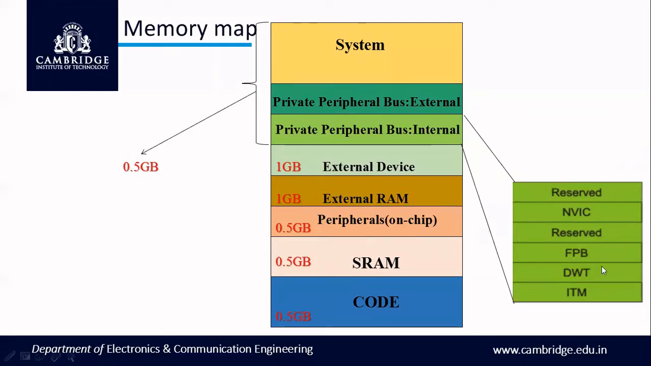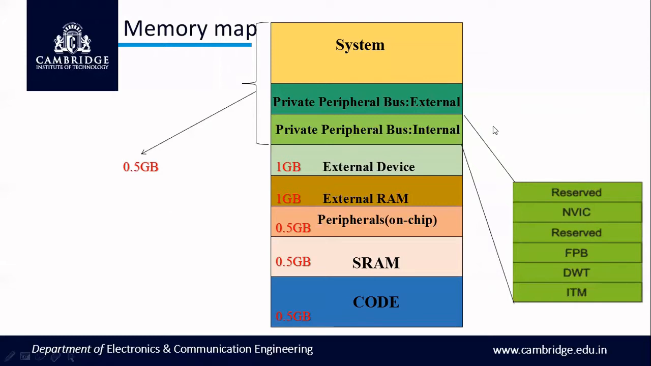Next you have DWT, which is the data watchpoint and trace unit. This is used for debugging and trace operations. This debug component is basically used for monitoring certain memory locations by generating data trace packets. ITM stands for instrumentation trace macrocell. This is a component for debug and trace. This component allows the software to generate data trace stimulus.